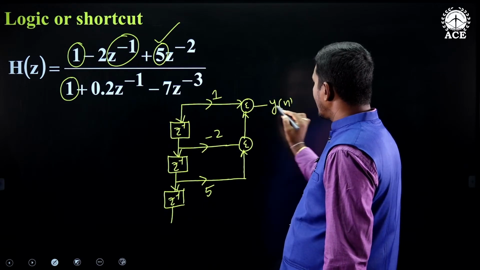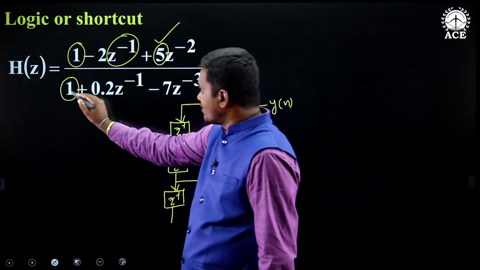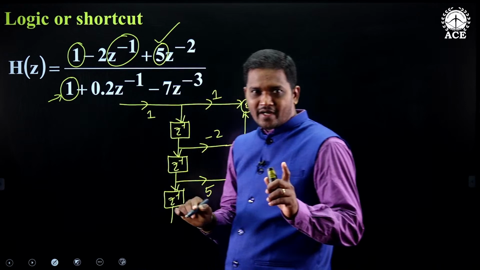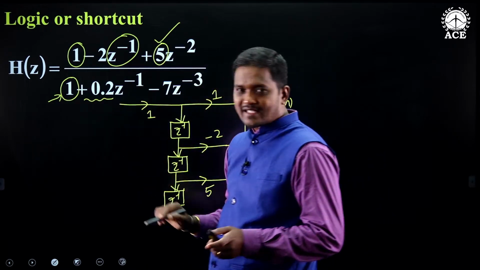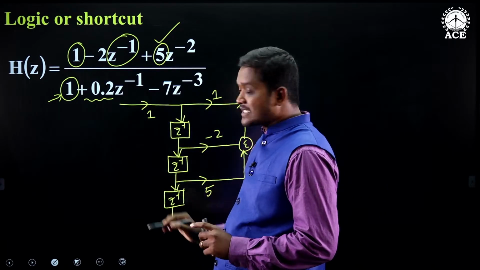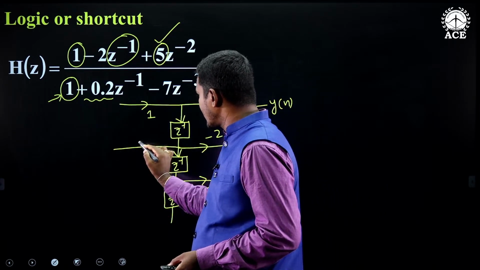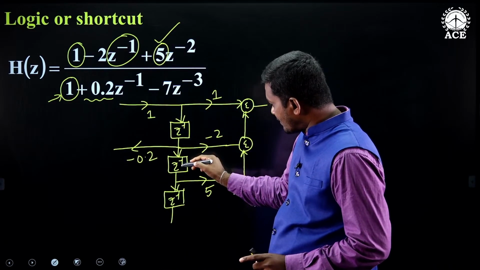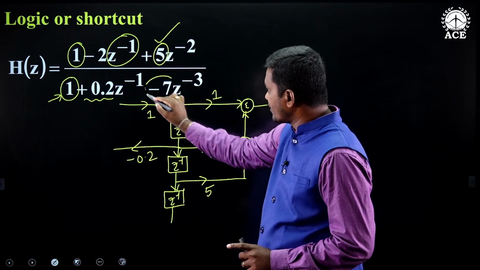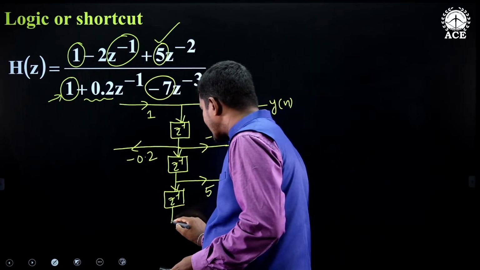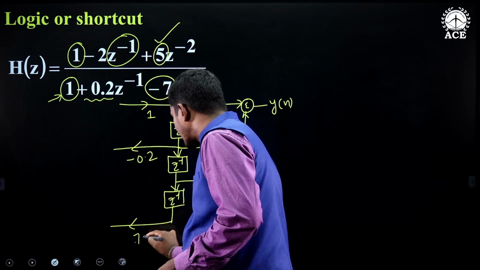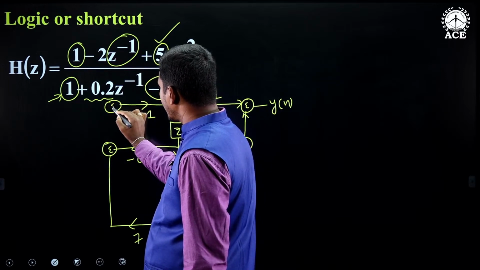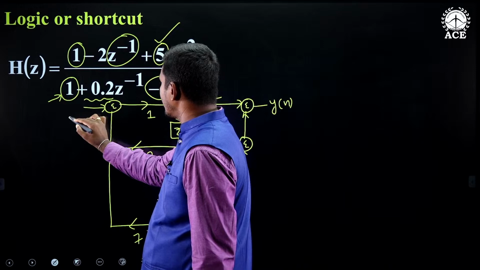Numerator corresponds to the output side. Now, denominator corresponds to the input side. What is the first constant? 1. Very important: you have to take the reverse sign from here onwards. Z inverse coefficient is 0.2, so you take minus 0.2. Next, z power minus 3, what is the coefficient? Minus 7, reverse of that, so plus 7. Take the summer here, and input is x of n.